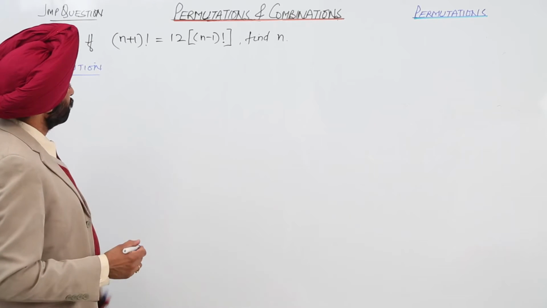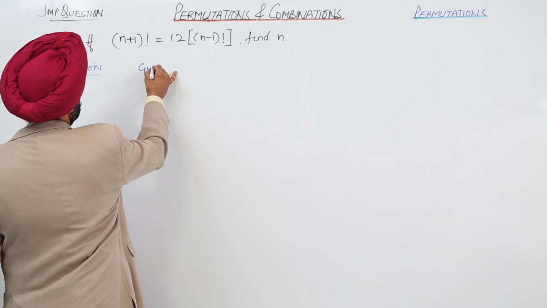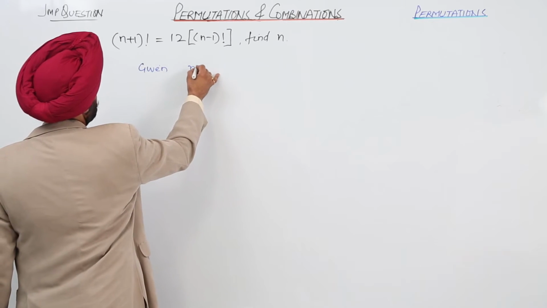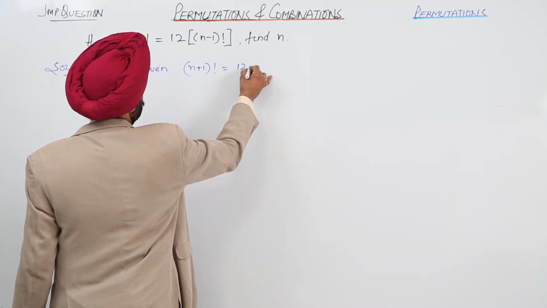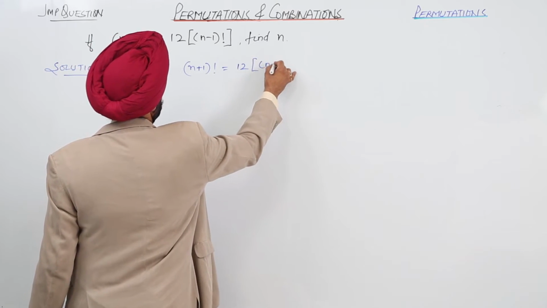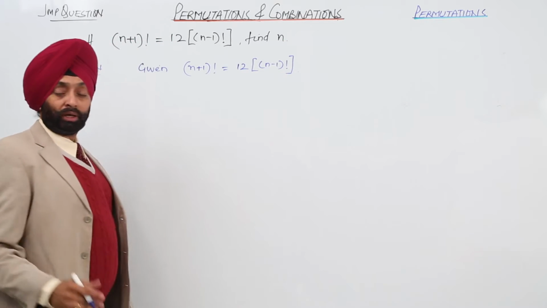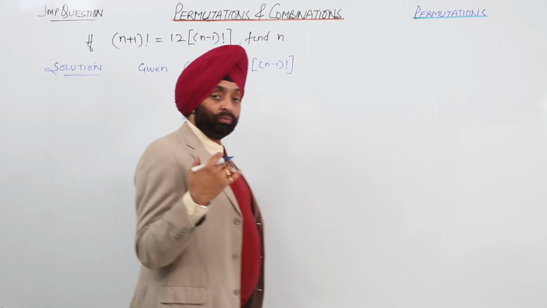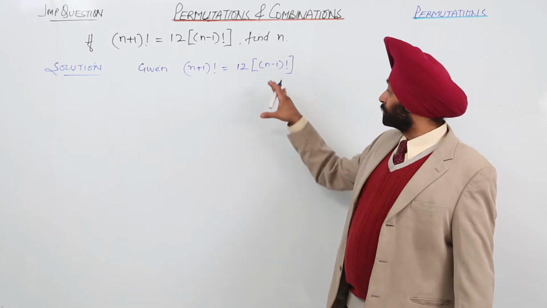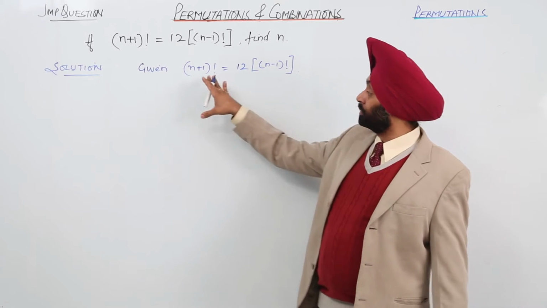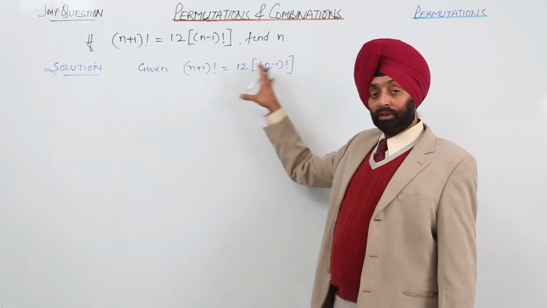Now here we have to find the n. What they have given to us: the left-hand side is (n plus 1) factorial, and this is equal to 12 times (n minus 1) factorial. Now again, what we have to do right in the beginning: which is the least value here? The least value is n minus 1. This is more, this is less. So we have to convert this into this part.